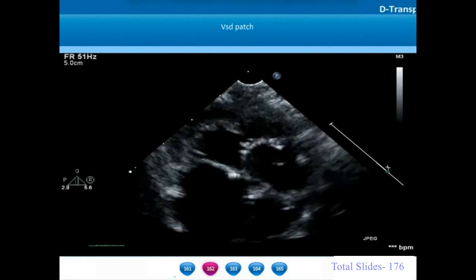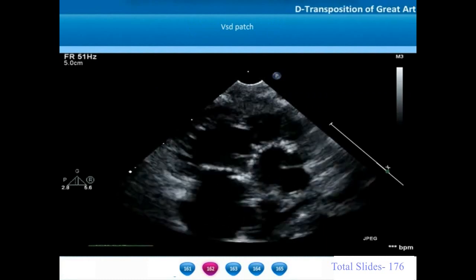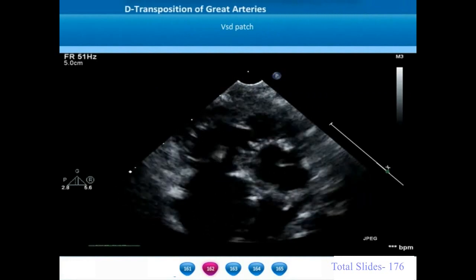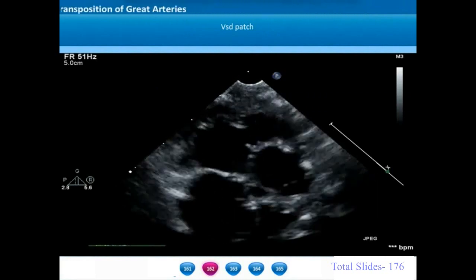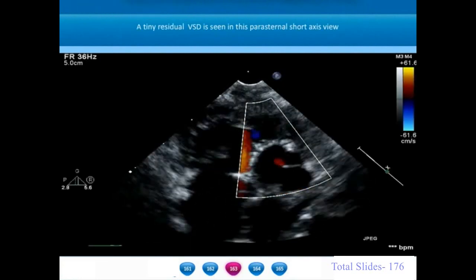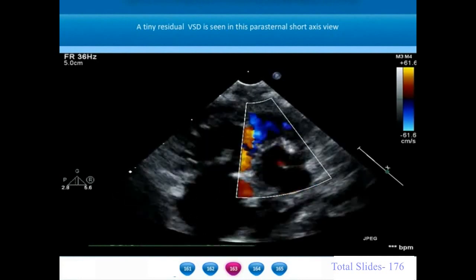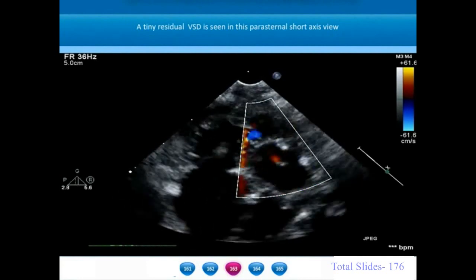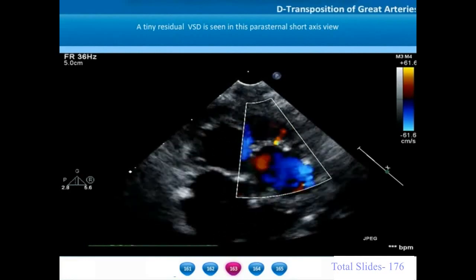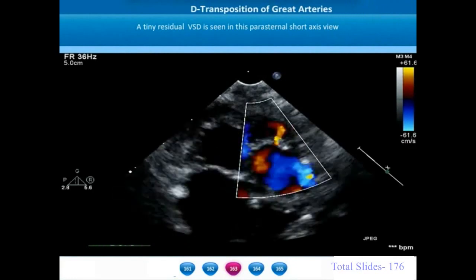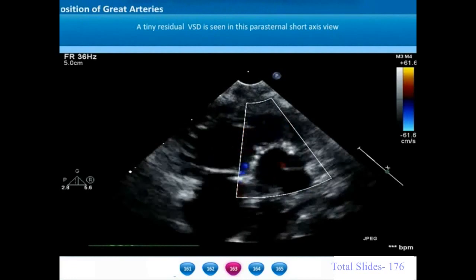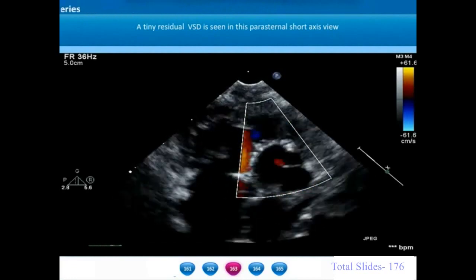When VSD closure is done as a part of arterial switch operation, a careful analysis of the VSD patch should be done to find out residual ventricular septal defects. Tiny hemodynamically insignificant residual VSDs may not be of any great consequence. However, we should try to identify if there is any large residual ventricular septal defects. This parasternal short axis view shows a small residual VSD with a small flow from the left ventricle into the right ventricle.